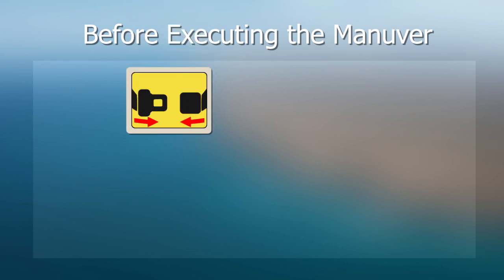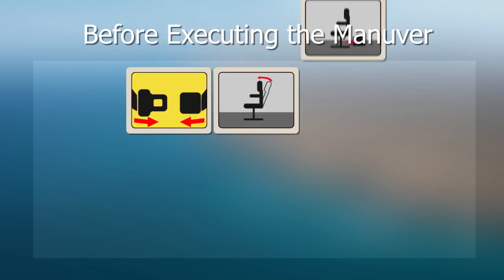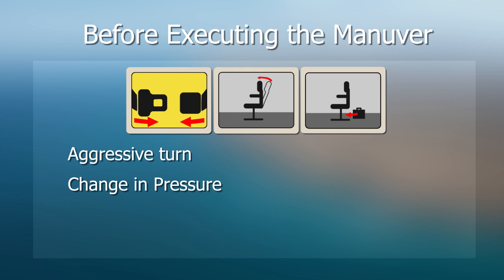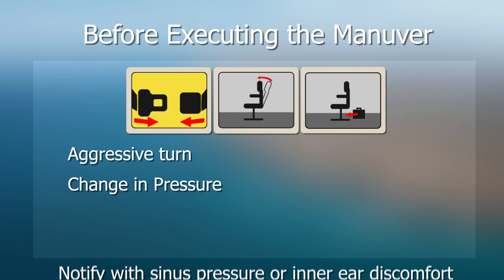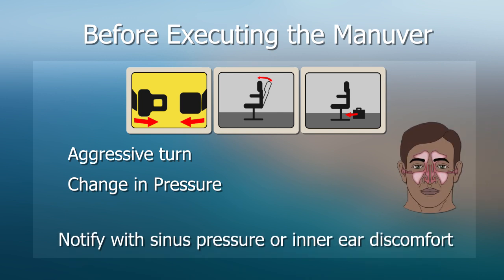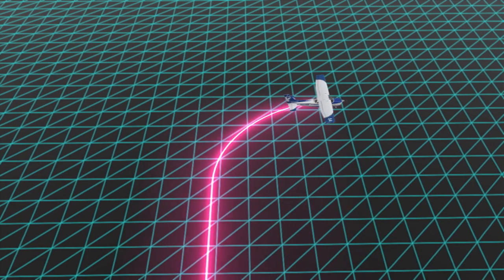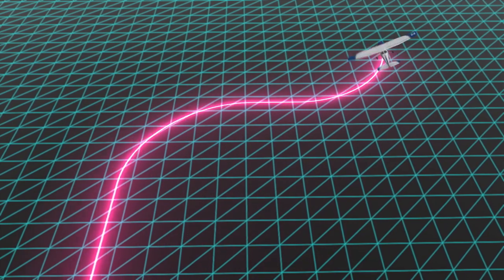A proper briefing should include the following: seat belts on, seat backs upright, loose items secured, and that the maneuver will include an aggressive turn and to expect a rapid change in pressure. Also brief your passengers that if they experience sinus or inner ear discomfort, they should notify you immediately. After the briefing, complete 2 clearing turns and make a position report on the practice area frequency.